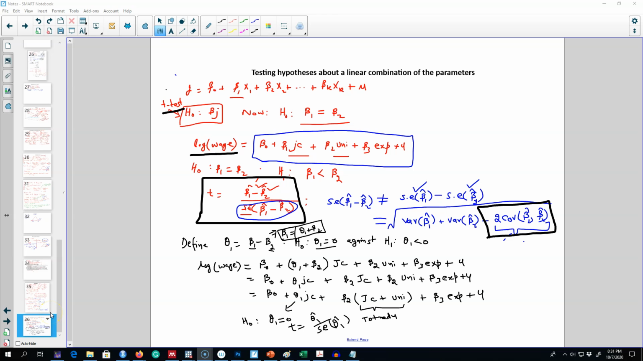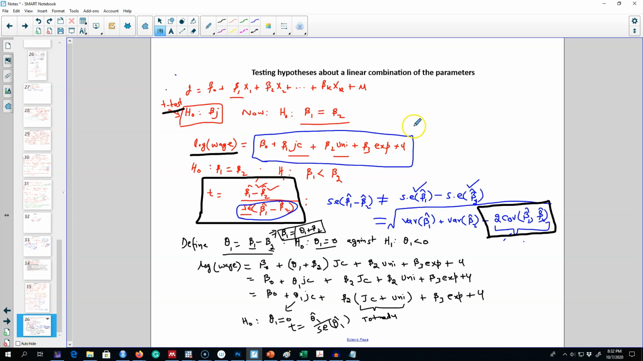Okay, in the last video, I talked about testing hypotheses about the linear combination of the parameters. And I was discussing an example of a wage equation where we were interested in knowing whether returns to junior college and university education are equal. In particular, we were talking about testing hypotheses about the equality of two parameters.